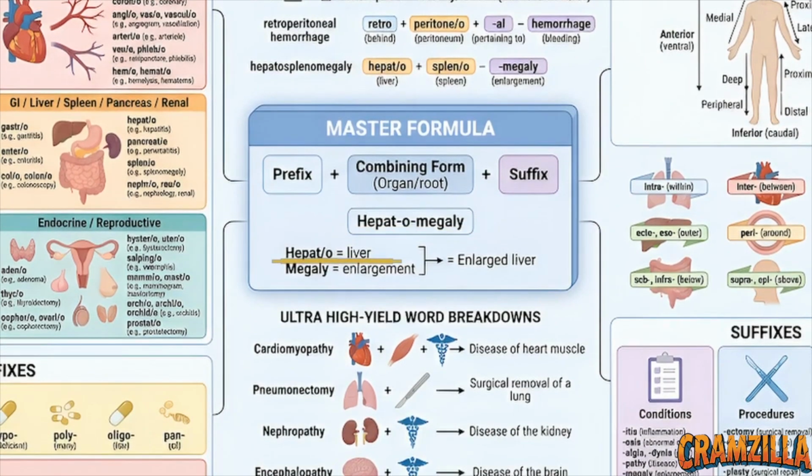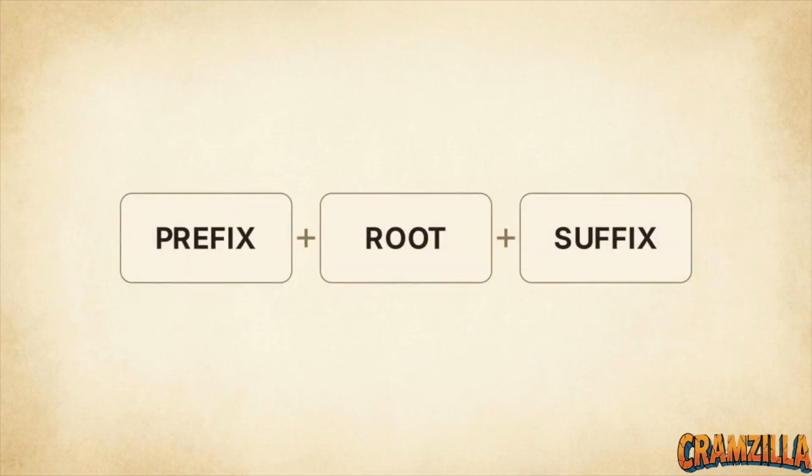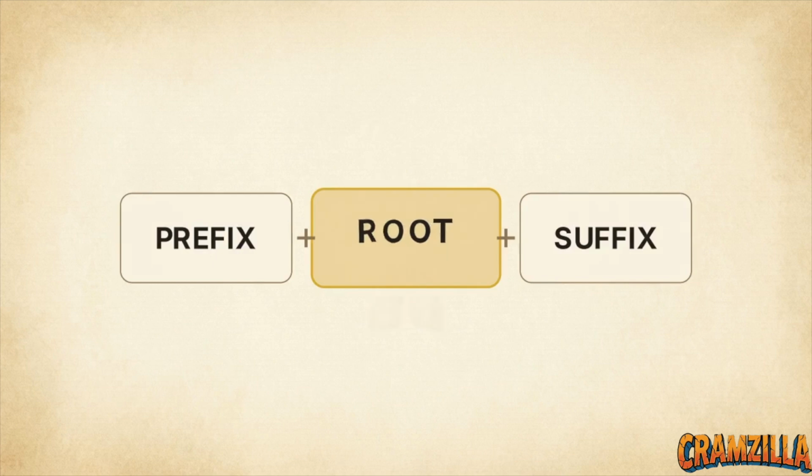By separating the root, hepato, meaning liver, from the suffix, megaly, meaning enlargement, the complex word resolves into a simple description, an enlarged liver. This structural logic means that clinical fluency doesn't require memorizing a dictionary. It requires building a mental database of these 3 variables, starting with the body's physical hardware.